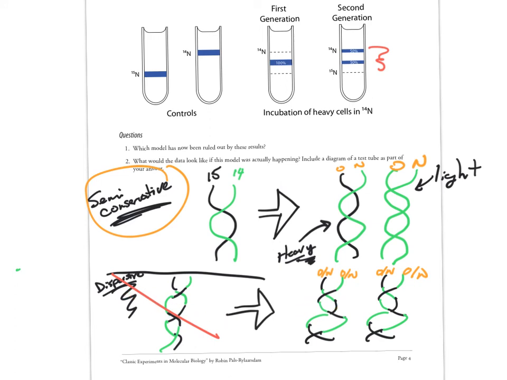So again, what we would have expected to see if we drew it out would have been to see one band, not at 14 and not at 15, but somewhere in the middle. We'd expect to see this band, 100% of it, the same. Wherever that band is, 100% of it would be the same. That is not what we get. We get two bands, 50% 14 and 50% mixed. And that's what we'd expect if we had a semi-conservative model, as you see here.